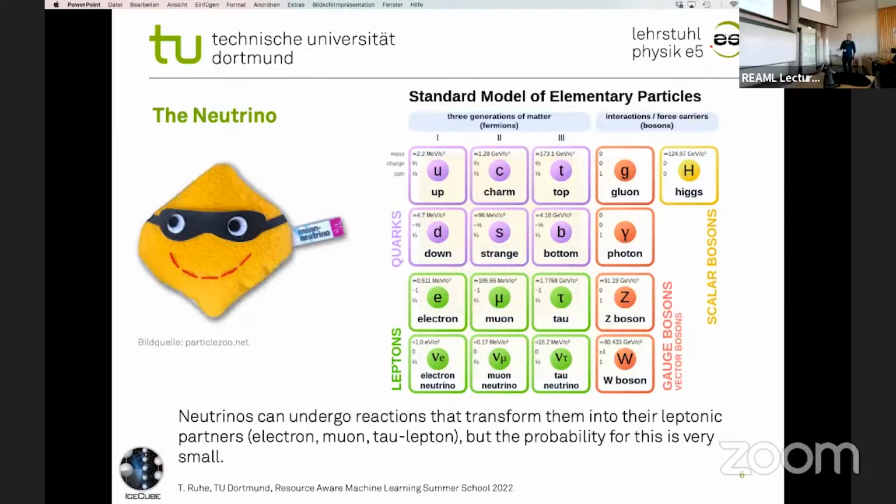And the basic point for this kind of talk is that they can undergo reactions. The type of reaction is not very important, but in these interactions, they can transform themselves into what we call their leptonic partners. So you have an electron neutrino, and this electron neutrino can be transformed in an interaction into an electron. The muon neutrino can be transformed into a muon, and the tau neutrino can be transformed into a tau. And they do this with a very, very small probability only. That's why it took so long to detect them finally.